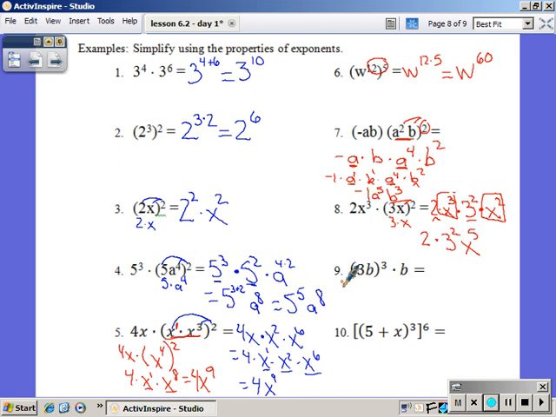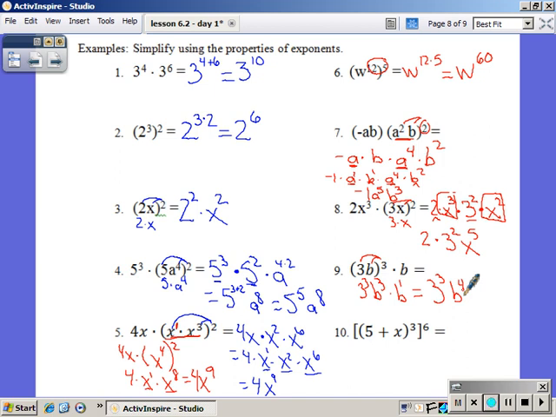For number 9 then, set of parentheses, because this exponent needs to be distributed, it is a product, so I will have 3 to the third times b to the third times another b. That b is really to the first. 3 to the third doesn't have another base of 3. B to the third times b to the first, b to the fourth.